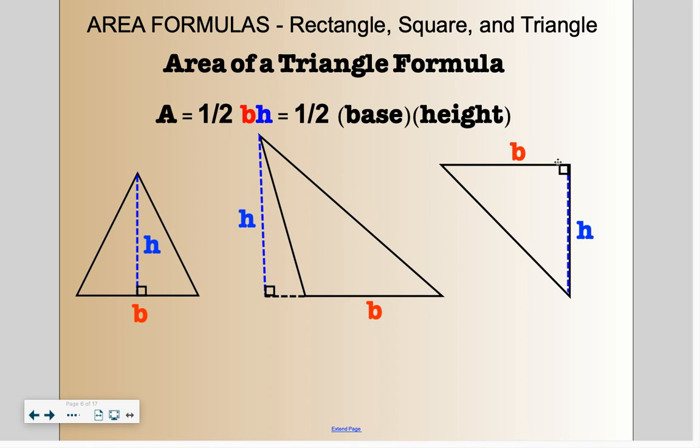and the base is not the bottom. I know a lot of you like to think of the base as being the bottom, but not necessarily. Depending on how the picture is situated or oriented, the base might shift as far as where it's located and how you think of it. Either way, in this one, this is the height, and this is the base, and they're creating the right angle.